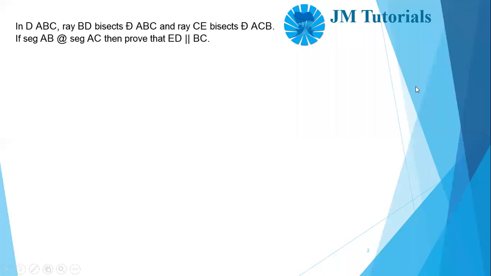Okay, so let's start with this question, which is the 11th question of exercise 1.2 from your textbook. And this is a triangle. This is supposed to be a triangle.